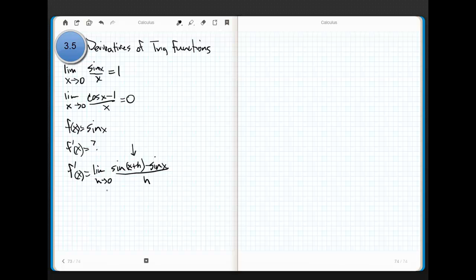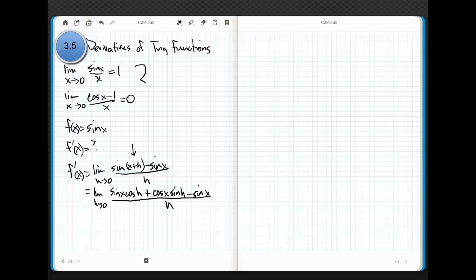So my first trick, if I've got to do some algebra, is I'm going to use the sum and difference on this guy. Okay, so this is going to end up equaling the limit as h goes to 0 of, now remember how this worked? It's sine x cosine of h plus cos x sine of h minus sine of x. The whole thing is going to be over h.